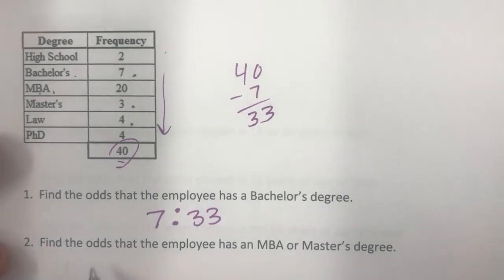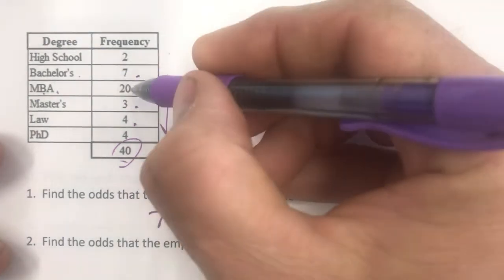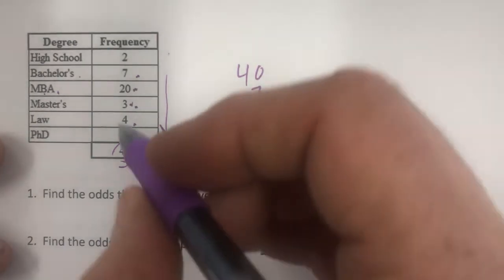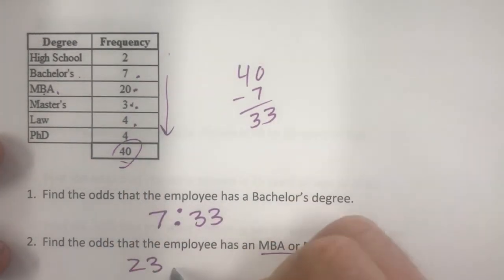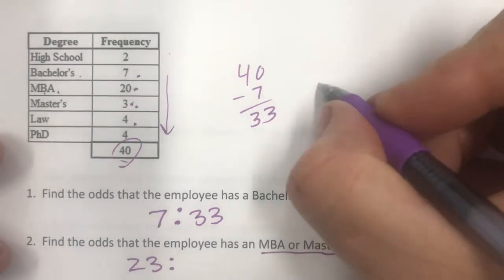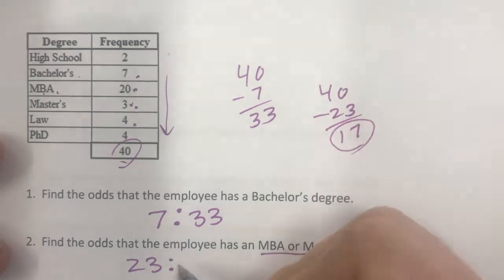Okay, what about this next one? Find the odds the employee has an MBA or a master's. All right, MBA or master's would be these two, which would be 20 plus 3, 23. That's what's favorable here. Now, what's not favorable is all the other ones. So, since there's 40 altogether, I can just subtract 23, which gives me 17.